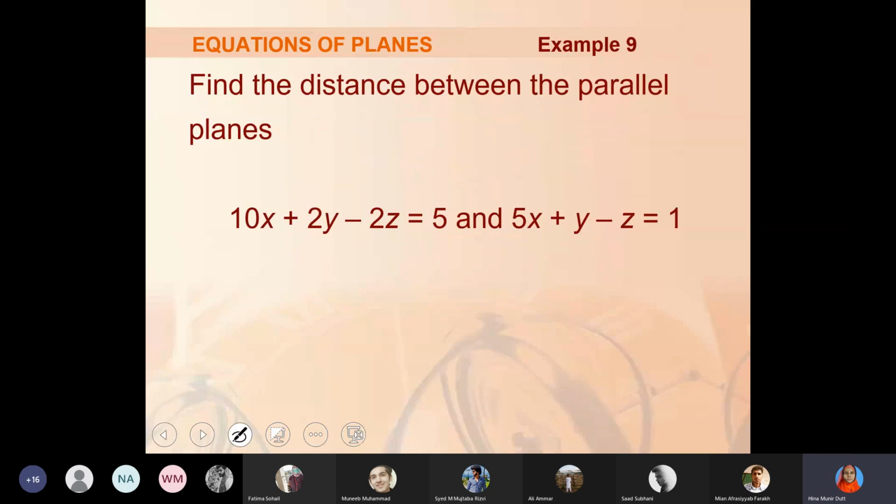Now the question is, find the distance between the parallel planes. What will we do? How to find the distance between two parallel planes? Obviously the planes are parallel. If they are not parallel, it means they are intersecting, and the distance, the cross product is 0. The planes are parallel.